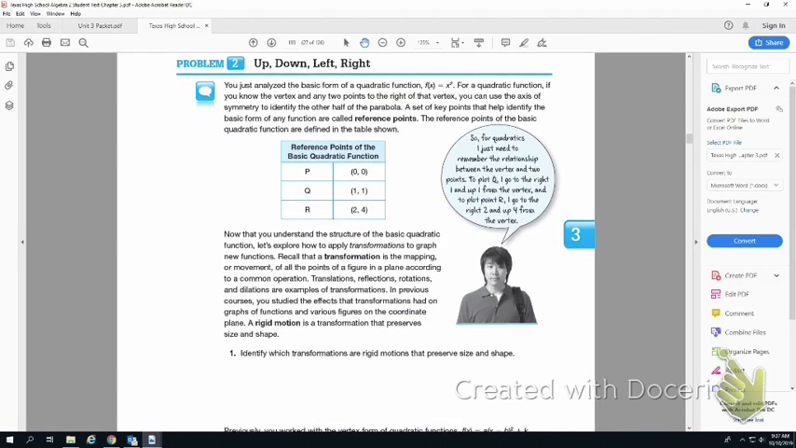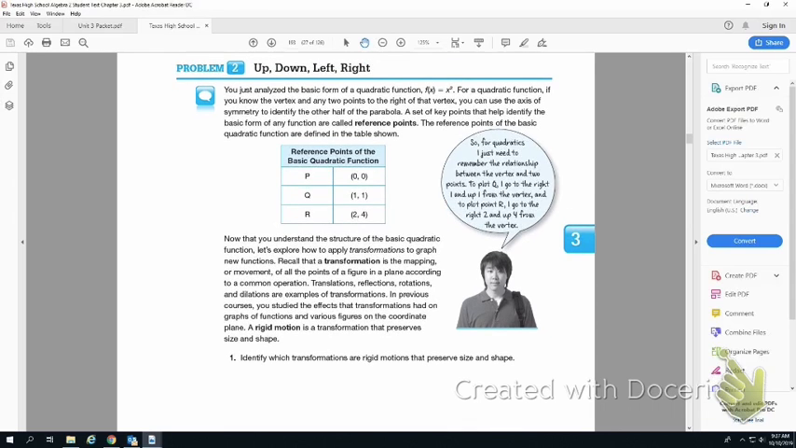A lot of this right here is just going to be some vocabulary. Okay, so it says you just analyze the basic form of the quadratic function, which was just graphing x squared. For a quadratic function, if you know the vertex and any 2 points to the right of the vertex, you can use the axis of symmetry to identify the other half, which is what we just did. A set of key points that help identify the basic form of any function is called the reference points. So the ones that we did off to the right, that's what we're going to call the reference points. And again, there they are in that table.